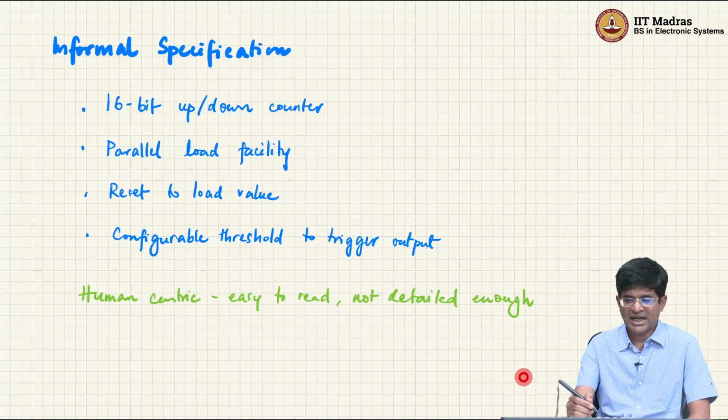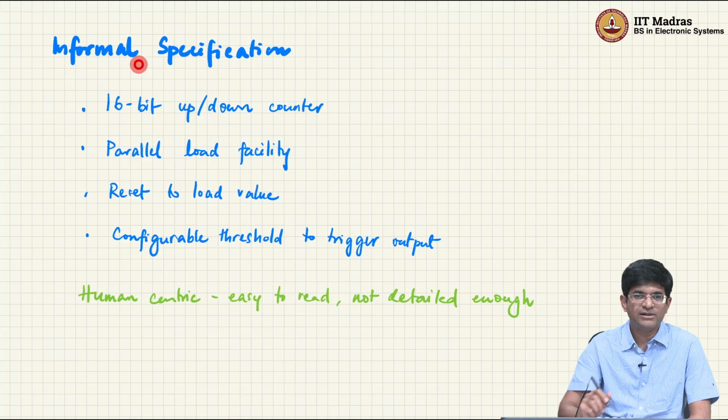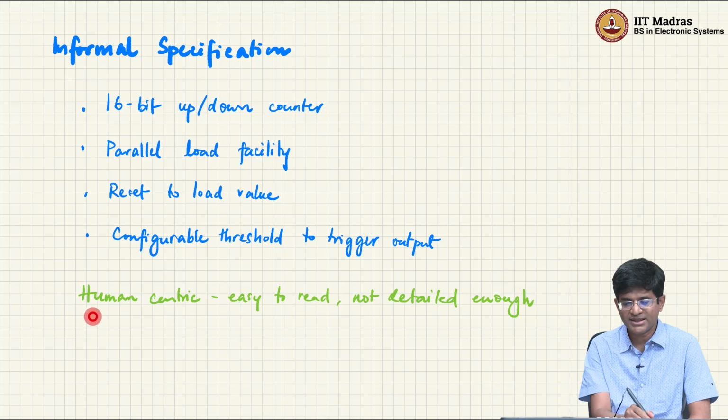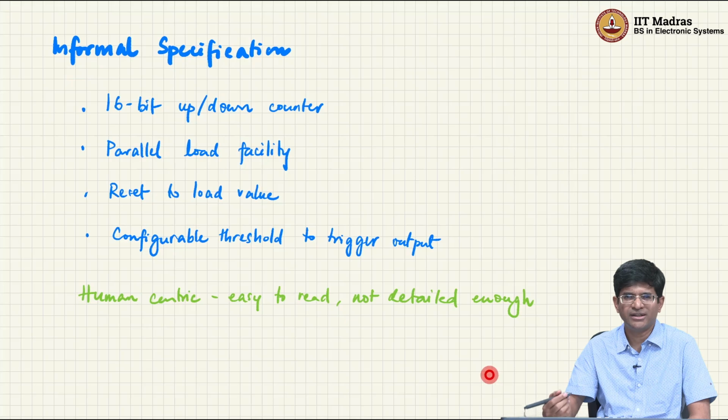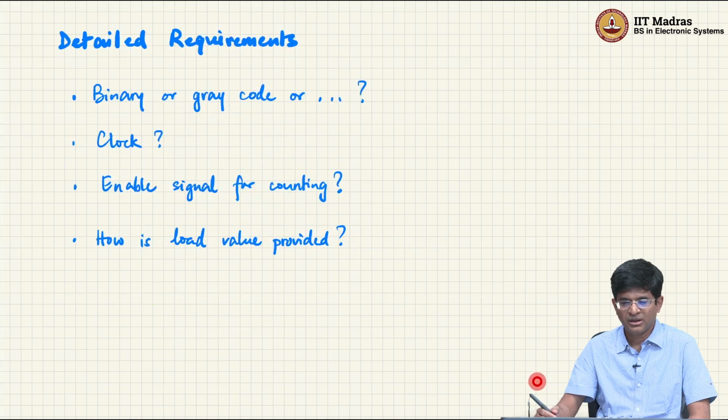So this, as I've said at this point, is still an informal specification. The point is it's human centric, it's easy to read. The problem is it's not detailed enough to actually go and implement something. What more do we need before we can start building a circuit? Well, you need a detailed requirement specification.